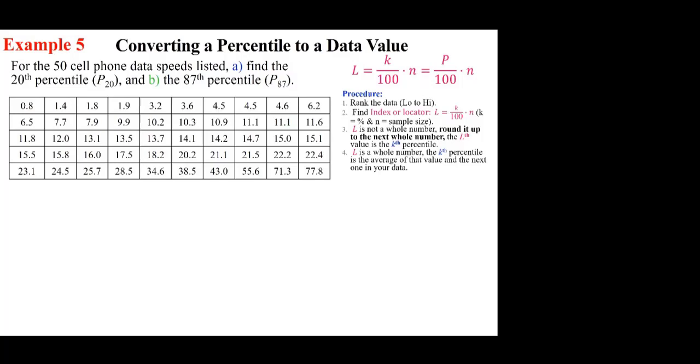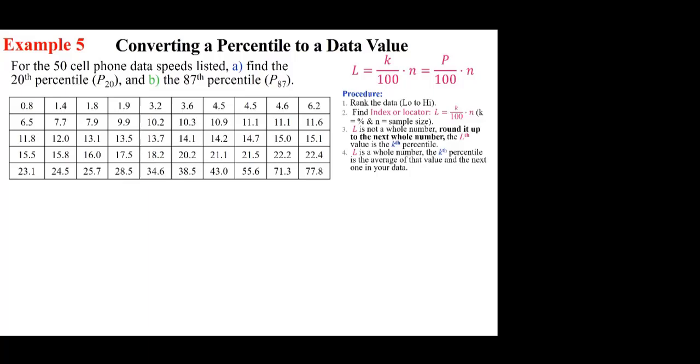And so if L is not a whole number, round up. If it's 2.1 or 2.9, makes no difference. You go to the next number, which is number 3, the third one. So it's not a whole number: 14.1 or 14.5 or 14.7. You go up to the next one. That's the idea. If it's a whole number, the K percentile is the average of that value and the next one in your data. So this is the methodology.